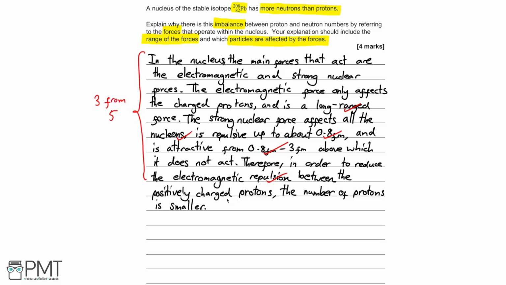Finally, we would get 1 mark for explaining the imbalance between the proton and neutron numbers, which is to say that we're reducing the electromagnetic repulsion between the positively charged protons.